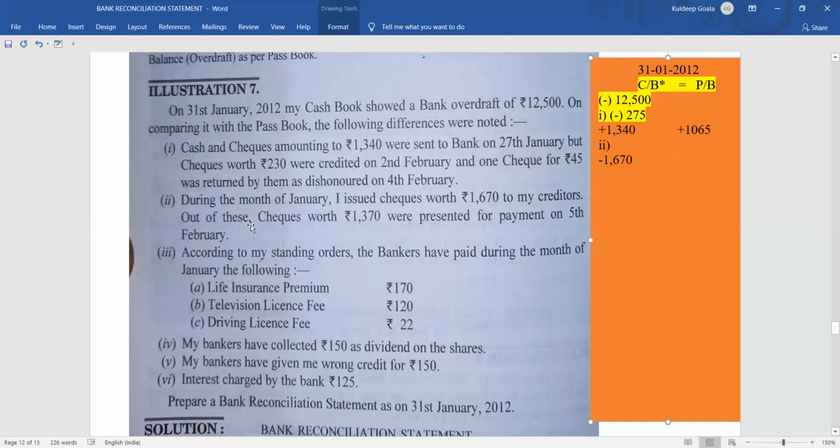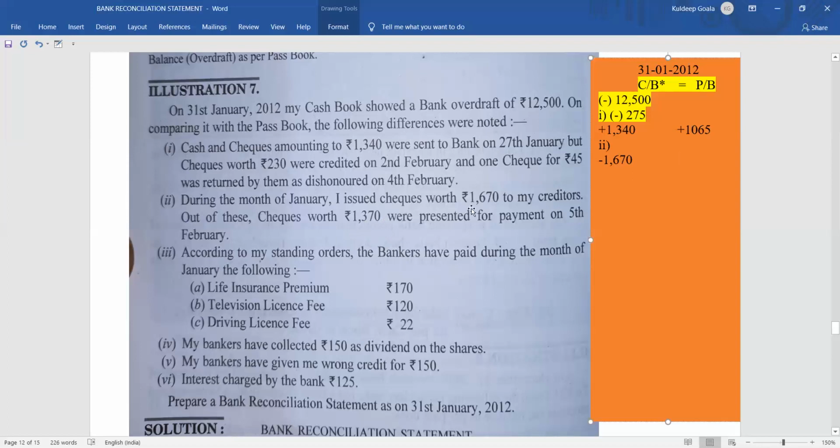But what happened here? Out of these checks, 1670 में जो पैसा था उसमें से क्या हुआ? Checks worth 1370 were presented for payment on 5th February. जो चेक दिया था हम लोगों ने 1670 का, उसमें से एक चेक जो 1370 रुपीज का था वो फेब्रुवरी में जाके प्रेजेंट किया उसने. मतलब 31st January 2012 तक उसका प्रेजेंटेशन नहीं हुआ है. He did not take the money from the account. So how much money went from our passbook till 31st of January 2012? This 1370 was not taken.